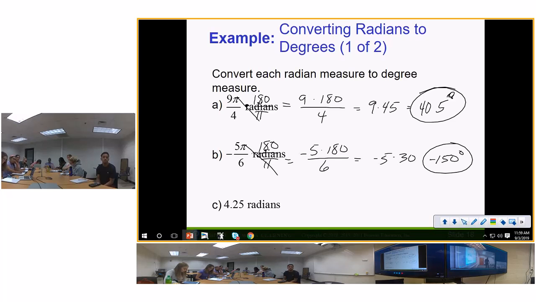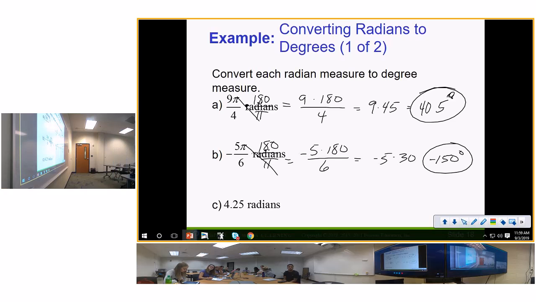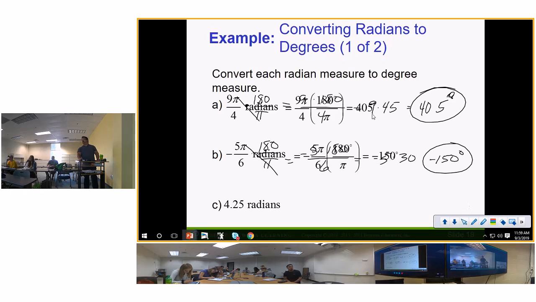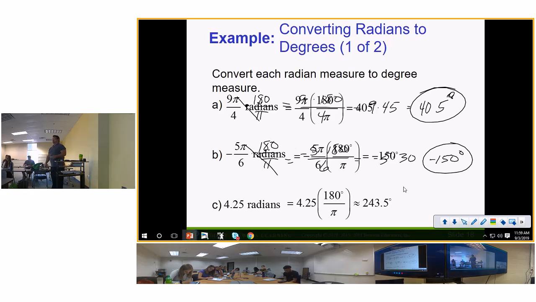Now, 4.25 radians, they probably want you to do it with the calculator because of the pi. Let's see what they want. 405, 150, negative 150. They multiplied by 180 over pi. Okay, I want to make sure they weren't using the calculator. And that, of course, gives you 243.5 degrees. But as a general rule, you multiply by 180 over pi.